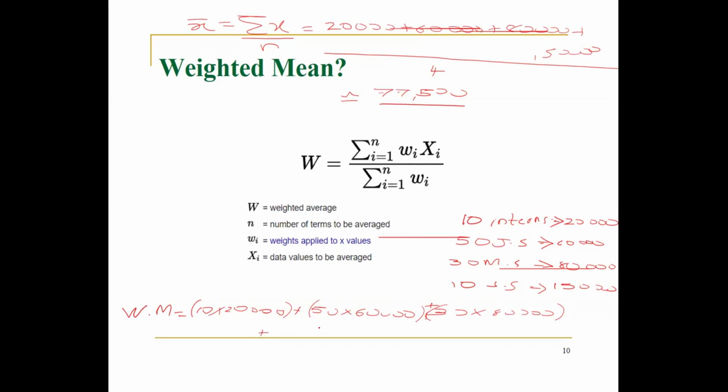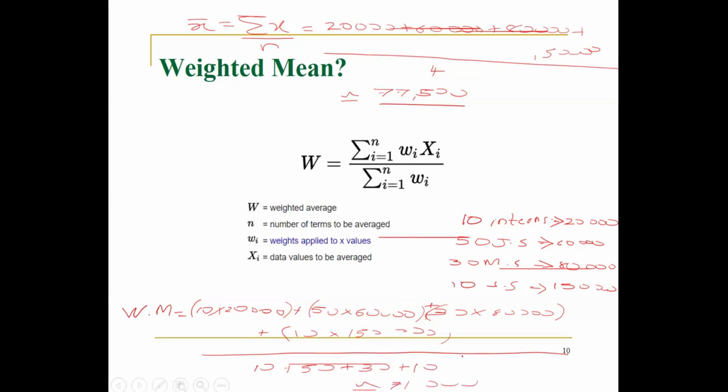Plus we have 10 senior staff with 150,000 salary. So we will divide it by the sum of weights, 10 plus 50 plus 30 plus 10. Right? So this will be around 71,000. You can see this is 71,000. So this is lower than the mean. The weighted mean is lower than the mean.